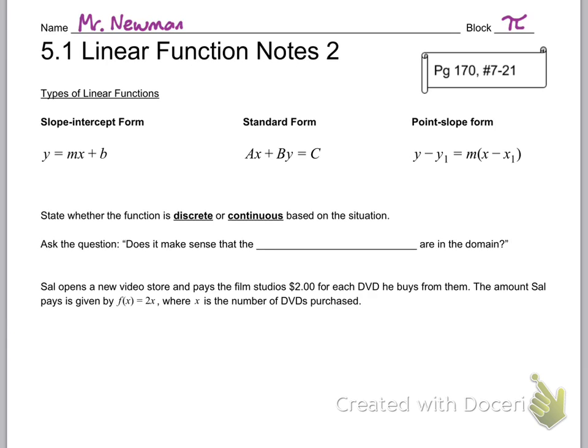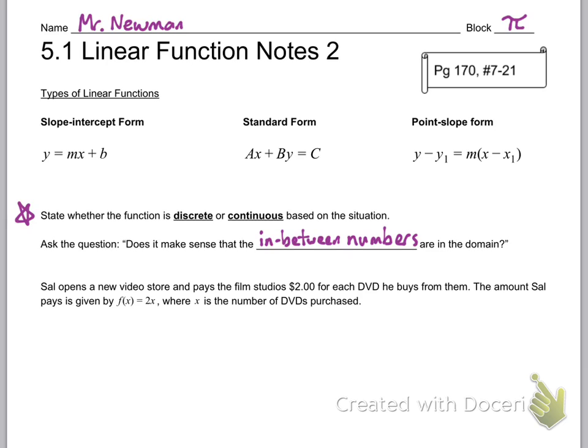So first thing we need to do is state whether the function is discrete or continuous based on the situation. The way you do this is you ask the question, does it make sense that the in-between numbers are in the domain? Now, what do I mean by in-between numbers? Well, let's look at a few examples, and I'll show you what I mean by that.